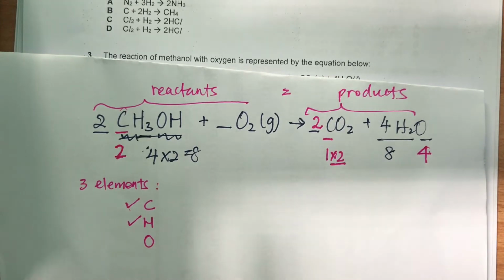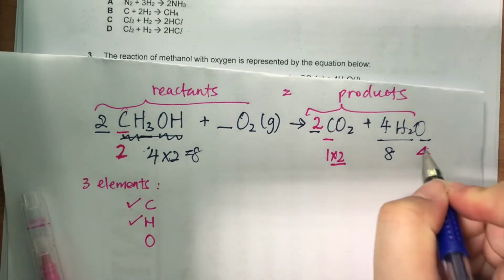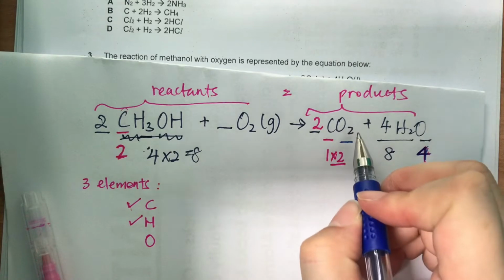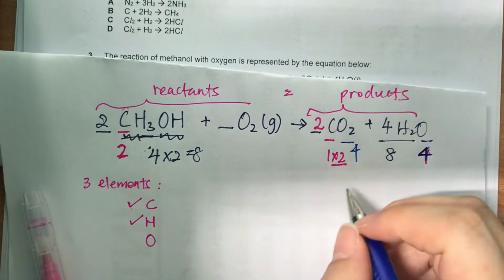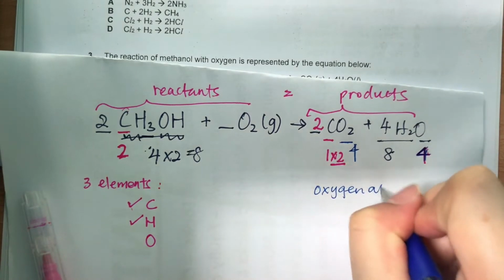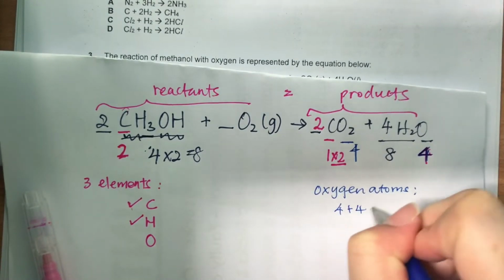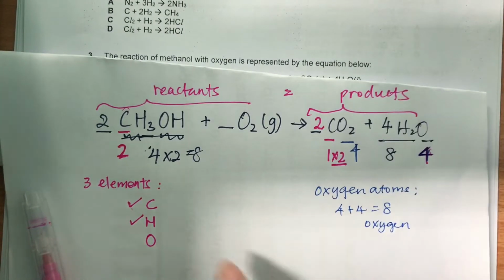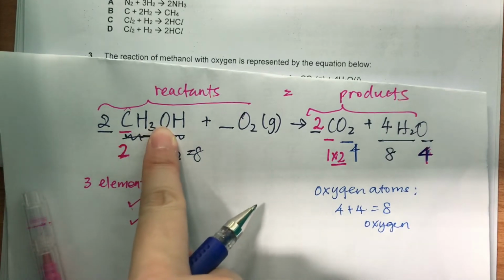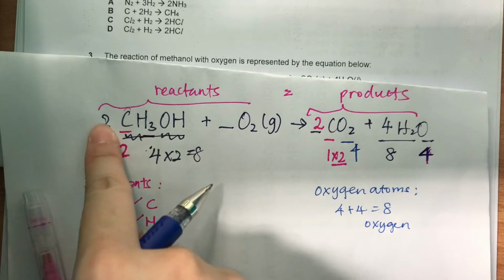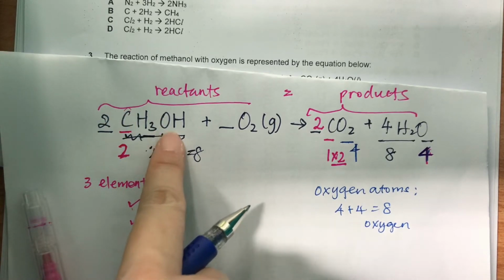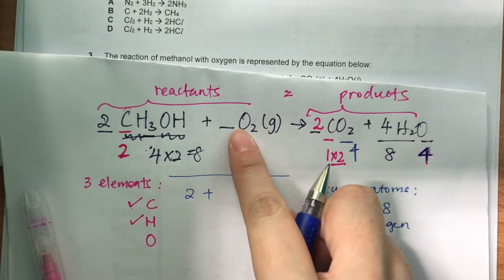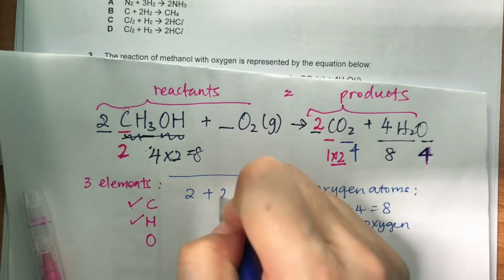Oxygen is 4 on this side, this is 2 times 2, total 4. So for the number of oxygen atoms, I have 4 plus 4, a total of 8 atoms of oxygen. On this side, there is only one element, oxygen, in this molecule, so 2 times 1. There's no number at the subscript, so it's 2. So total of 2 plus, let's assume 1 first, so this is 1 times 2, total of 2.